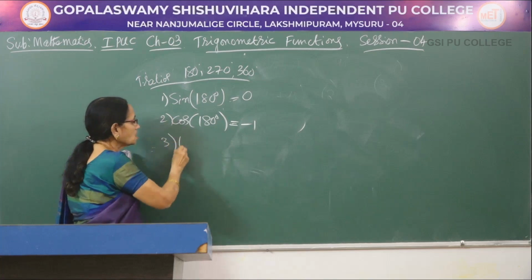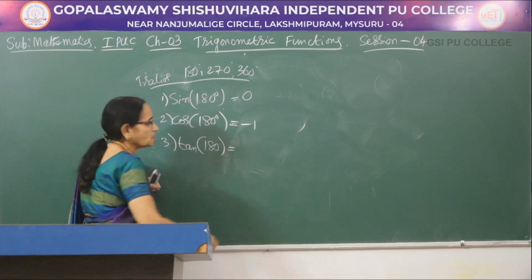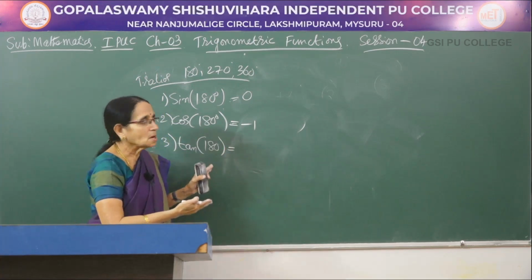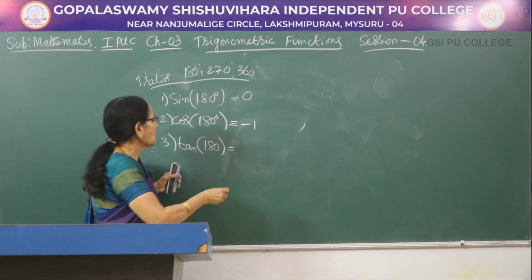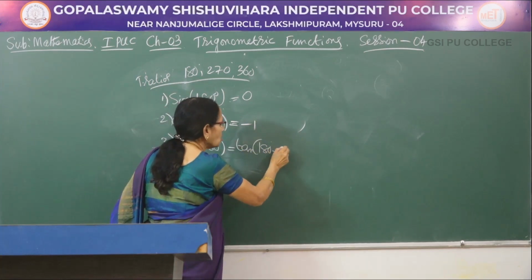Now, come to the third one, tan of 180. Either you write it as 90 plus 90 or you can write it as 180 minus 0 also.